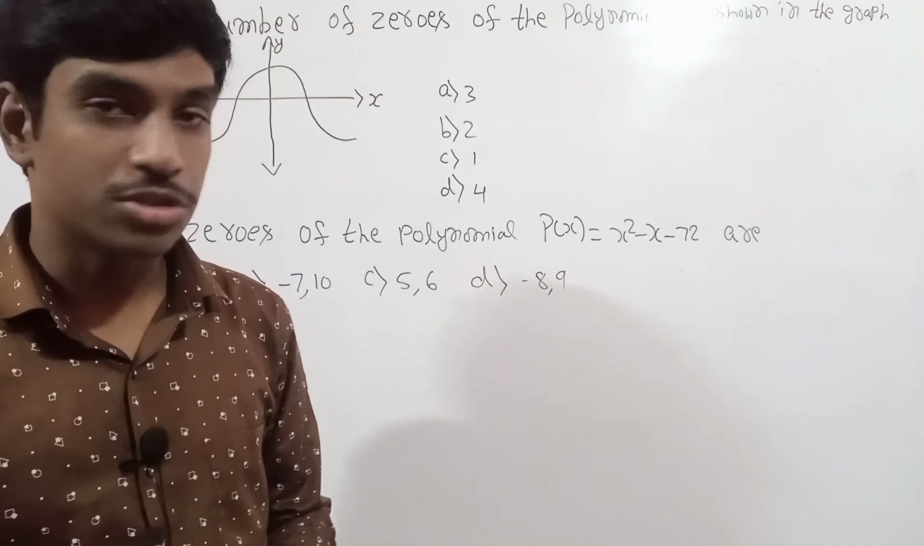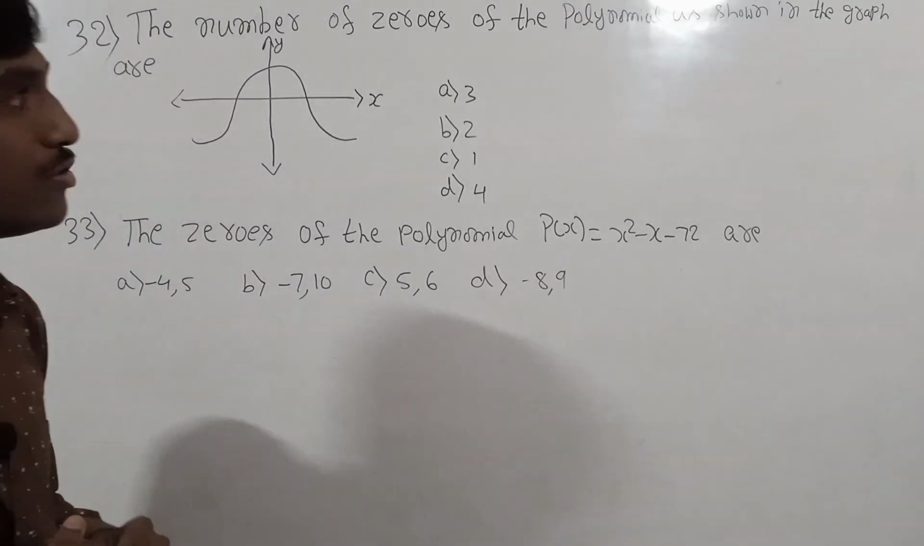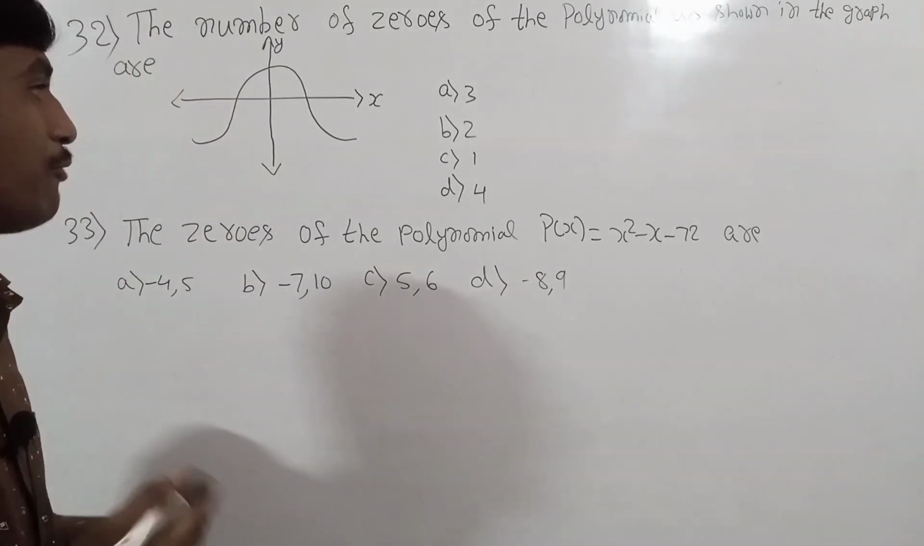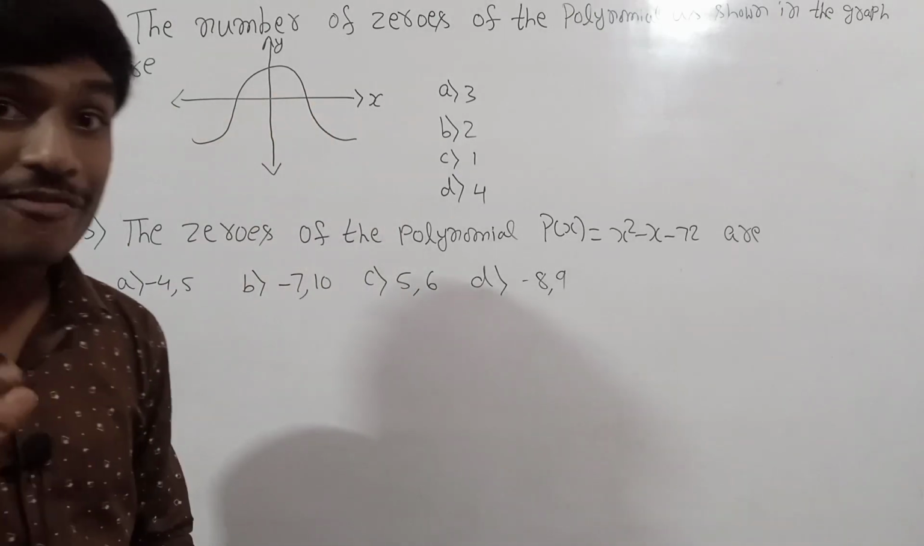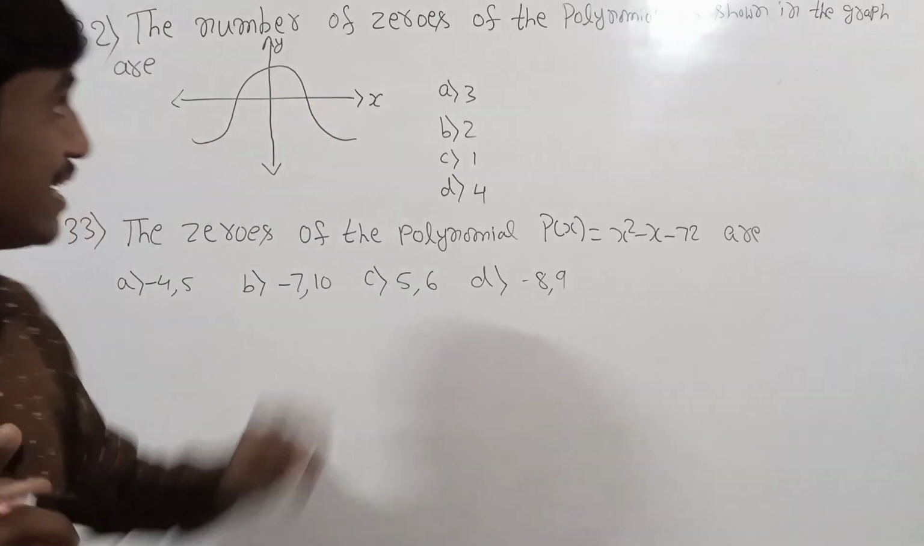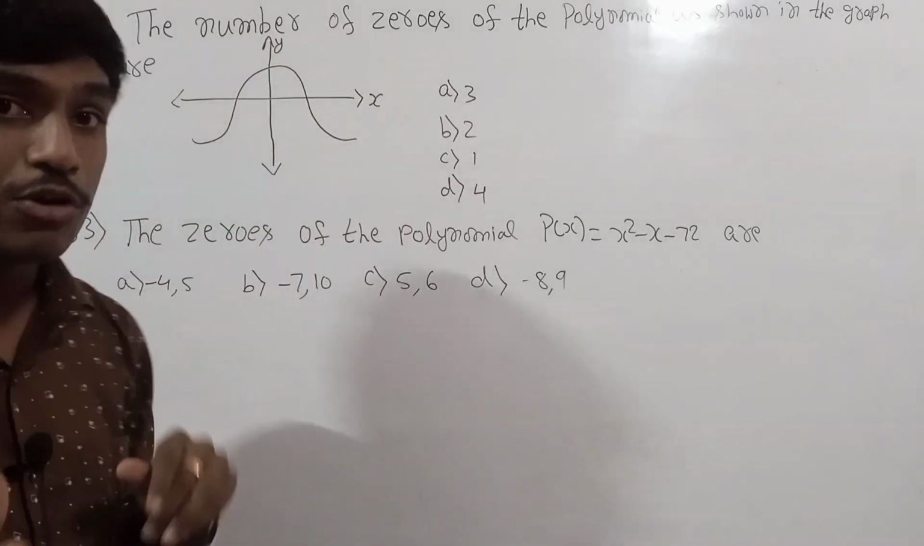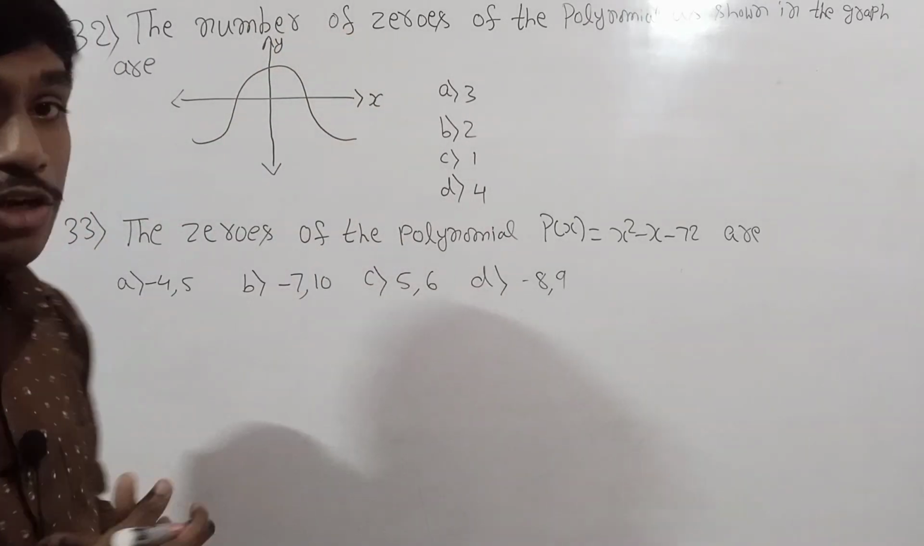Okay, we'll solve the next questions. The number of zeros of the polynomial as shown in the graph, that is, they have given a graph here. What is the number of zeros? Not the value of the zeros. Correctly understand here, that is the number of zeros, not the value of zeros. The number of zeros we need to find.